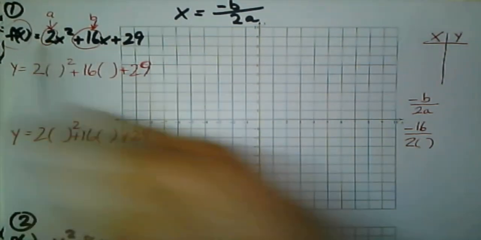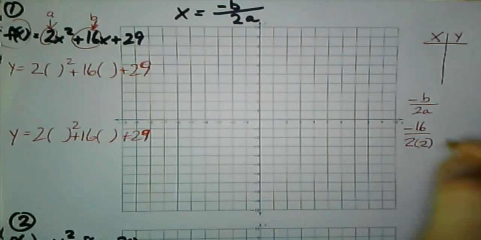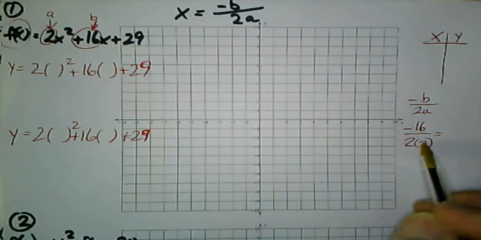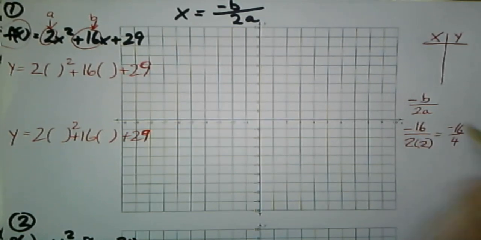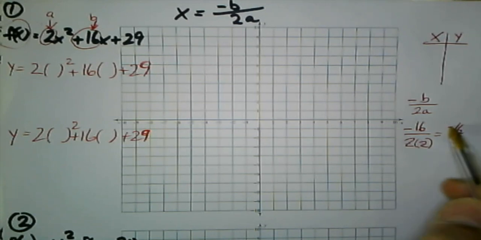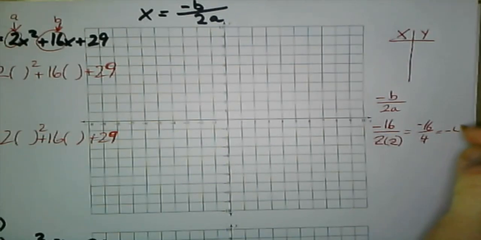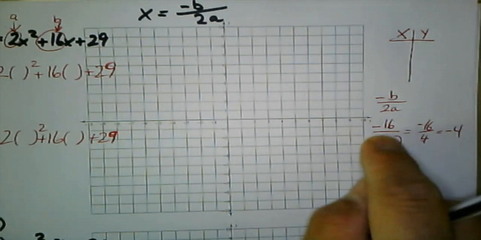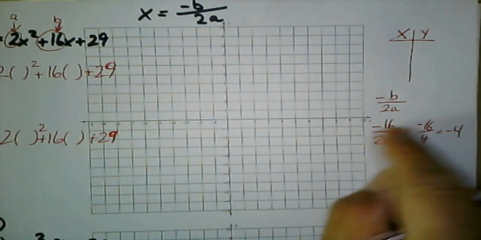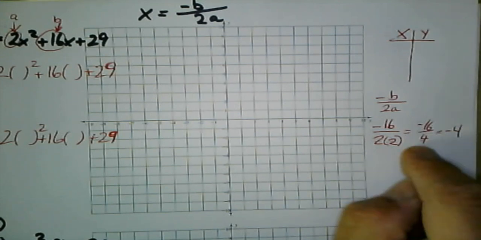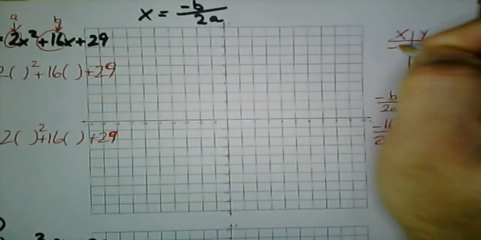So I need to take this 2 and put it in this formula, and this is 2 times 2 on the bottom. We need to do that first because we have division. So 2 times 2 is 4. Now we do the division part of it. This is -16 divided by 4, which is -4. So just use your calculator. You could actually enter that all into your calculator if you wanted to. So that is our first x value.